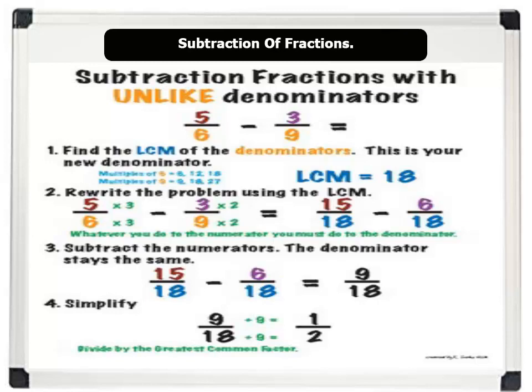So, 5/6 minus 3/9 equals 15/18 minus 6/18. 3. Subtract the numerators while the denominator remains the same. 15/18 minus 6/18 equals 9/18. 4. Reduce to the lowest term by dividing through by 9, which equals 1/2. Very good. Next is multiplication of fractions.